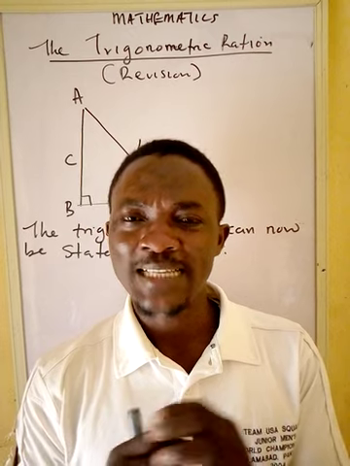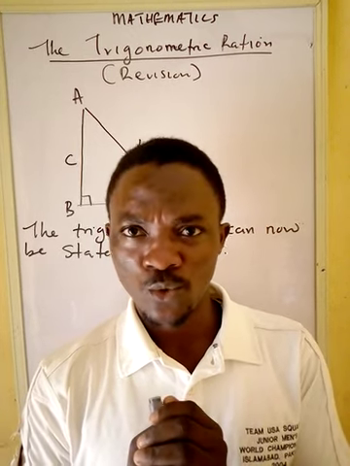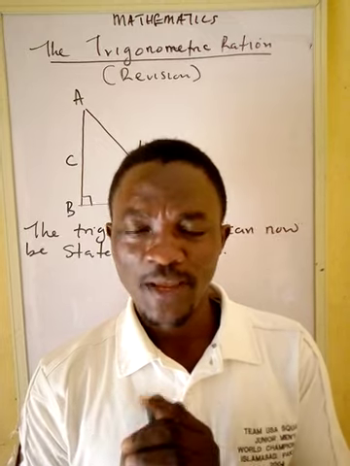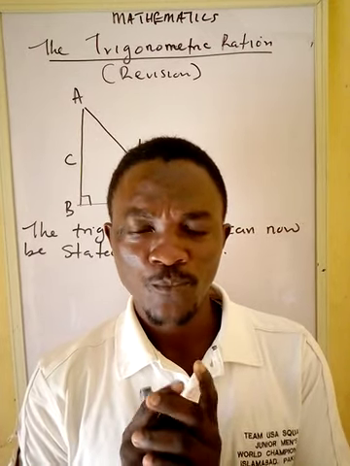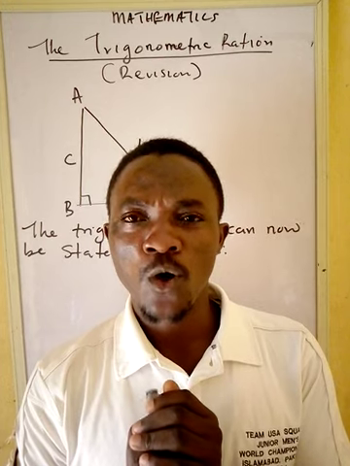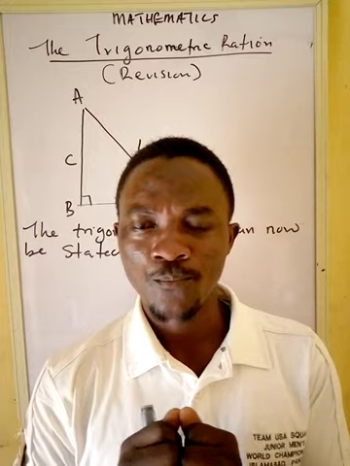Now, this is SS2 third term. We want to look into trigonometry ratio, which is revision. After trigonometry ratio, we are going to circle theorem. So, follow us and see what we are going to give you.